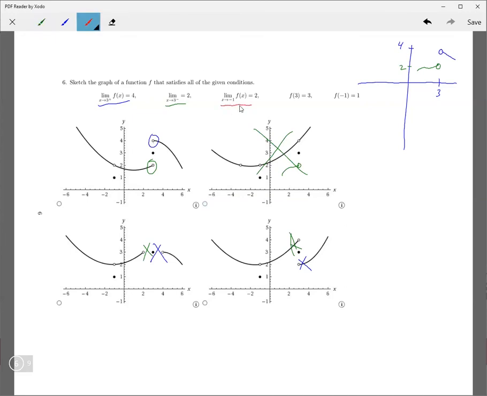As you go to -1, you want to be 2. Okay, this is the case. As you're coming in right here, you're fine. And then f of 3 needs to be 3.